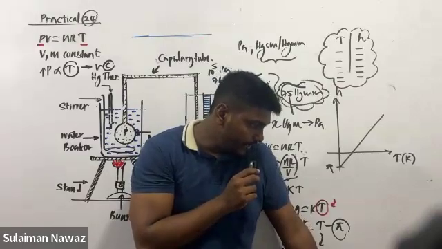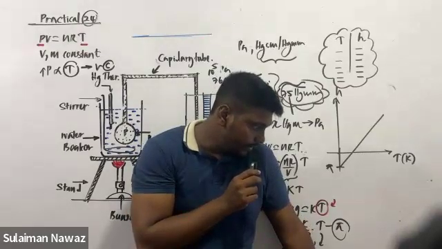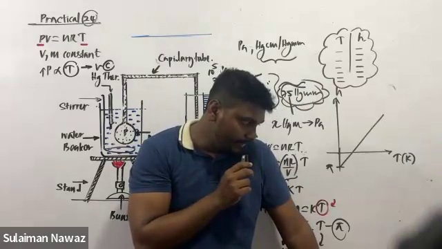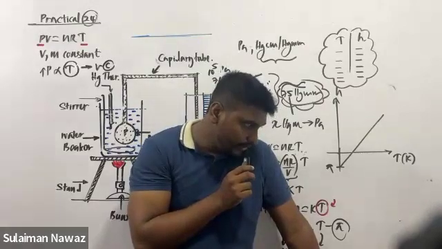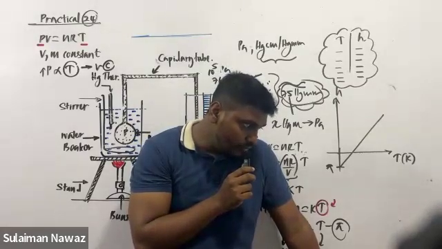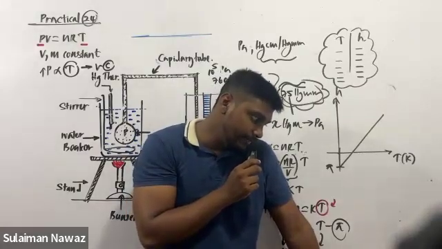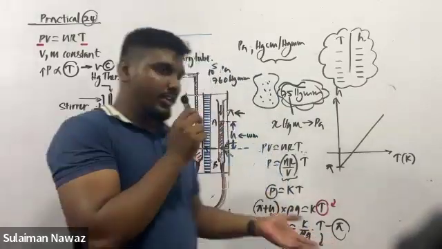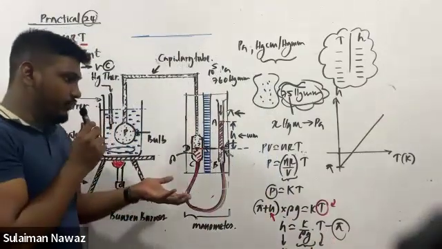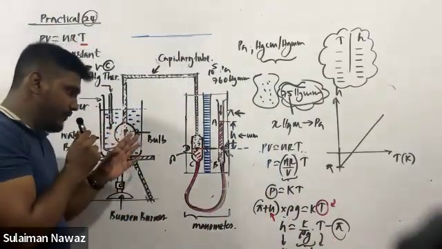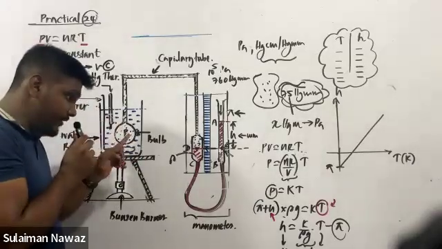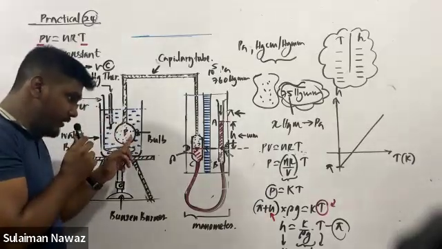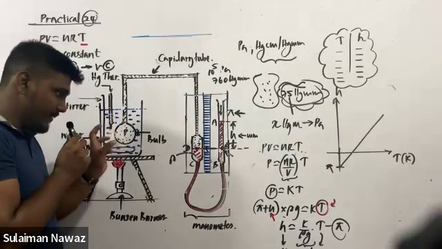Okay. So the last point is some time must be allowed for the temperature of the air in the bulb to equal the temperature of the water. So the burner is periodically moved to and away from the heater. That's what I told you. Some time should be given for the temperature of the air in the bulb to equal the temperature of the water.